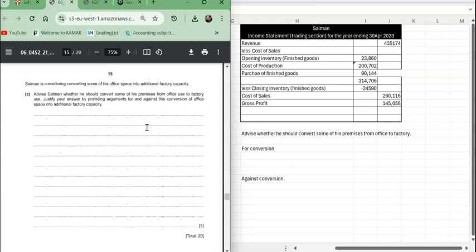Nice. And one of our lovely 5-mark questions. So again, make sure that you do these 5-mark questions. They're easy 5 marks, yes or no, and then why. Salman is considering converting some office space into additional factory. Advise whether he should convert some of his office premises from office to factory. Justify by providing arguments for and against.